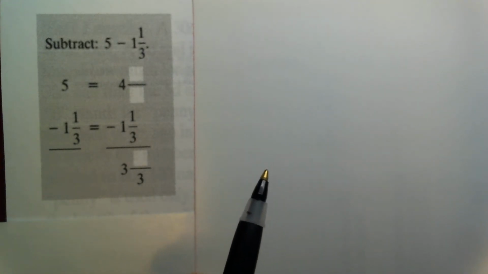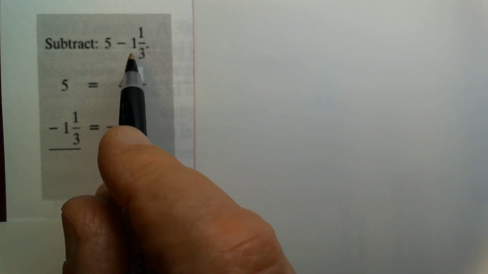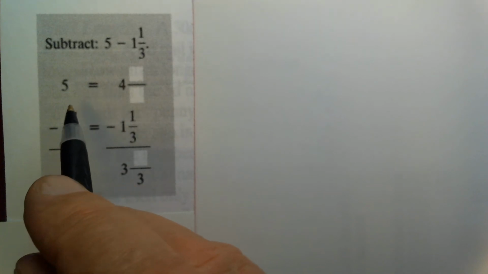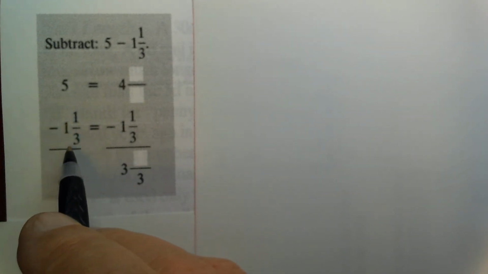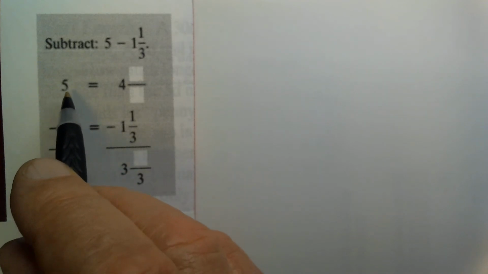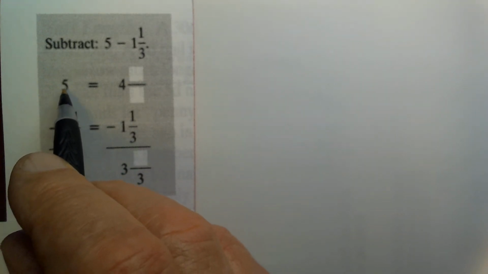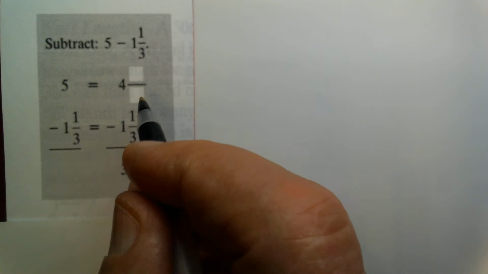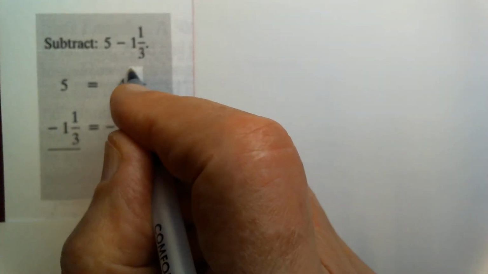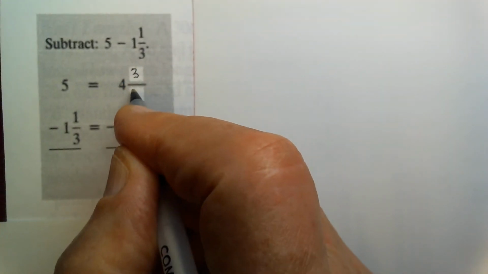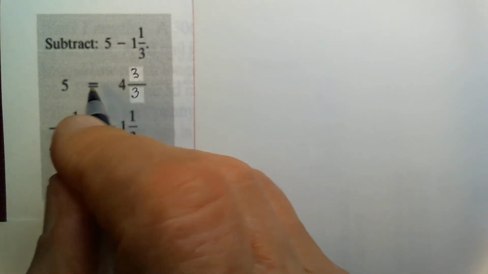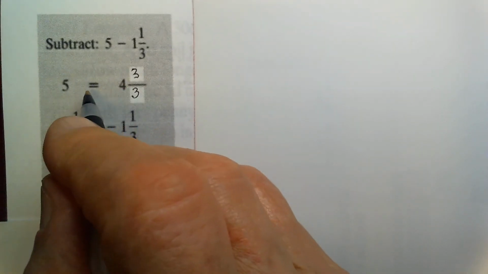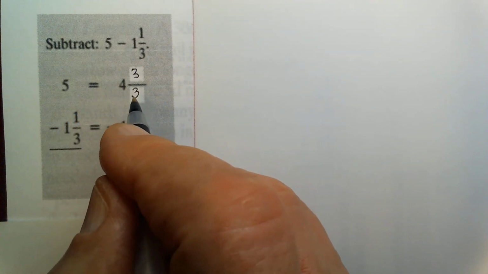Let's look at this guided solution example, 5 minus 1 1/3. Here it's a little bit different because there's no fractional part, but we need to subtract a fractional part. So what we do is we borrow a 1 from the 5. So it gives us 4 3/3, which would be the same as 4 and 1, or 5. So we have not changed anything, so the equality holds.